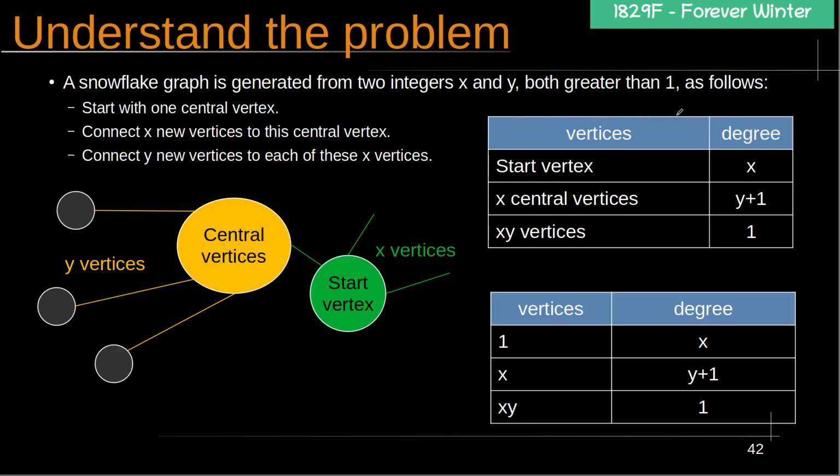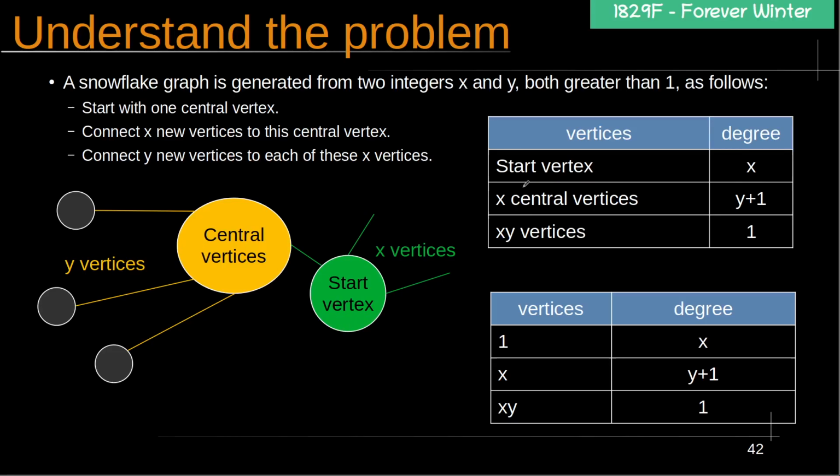So we can have this table here. We have to compute the degree of the nodes. What do I mean by the degree? The degree is simply the number of edges connected to that node. For example, this node is degree 6. So the start vertex has degree x, because from that start vertex we have x vertices in green.